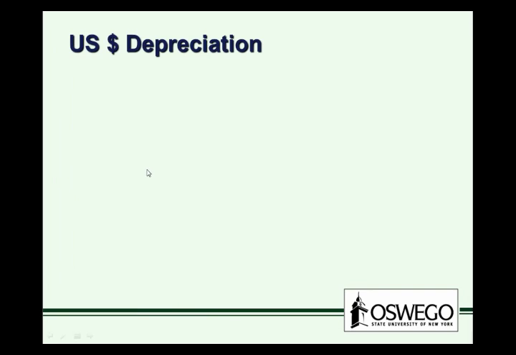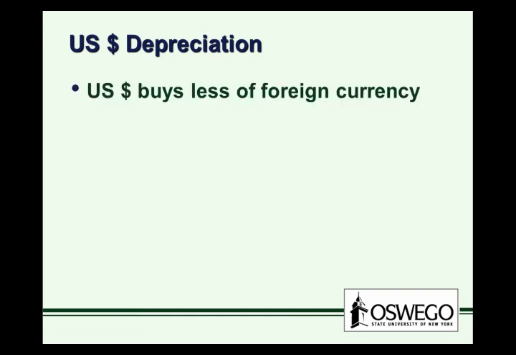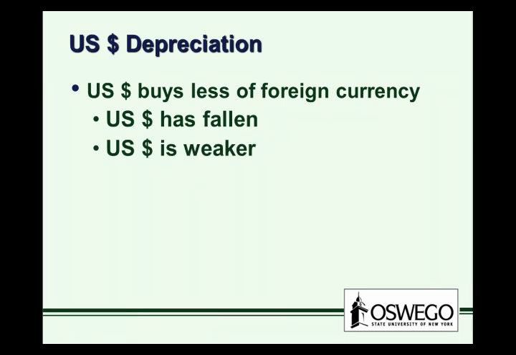So when we look at exchange rate movements, we're going to look at it from the perspective of the United States dollar here. So a US dollar depreciation means that 1 US dollar buys less foreign currency. So when 1 US dollar buys fewer and fewer Canadian dollars, we say that the US dollar is depreciating. Another way to say that is the US dollar has fallen, the US dollar is weaker, the US dollar is depreciating. Those are three ways that you're saying the exact same thing.